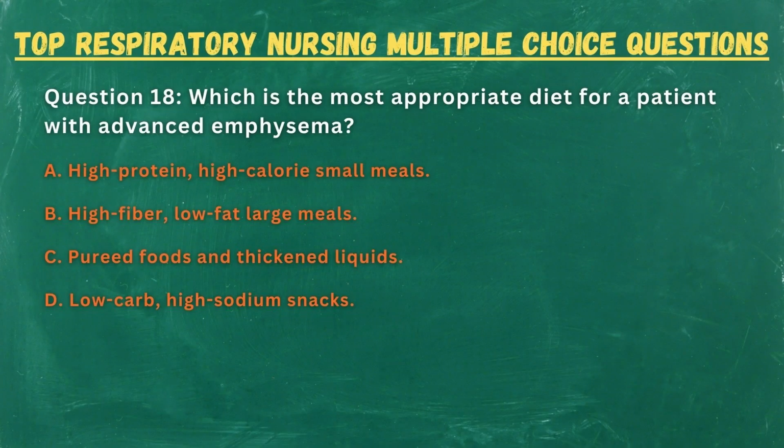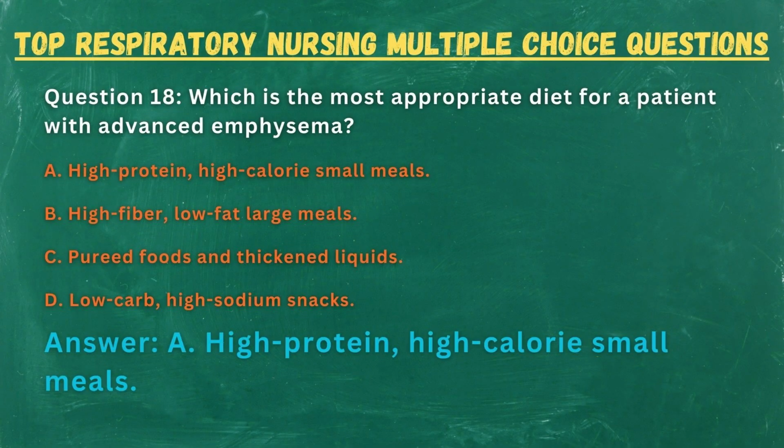Question 18. Which is the most appropriate diet for a patient with advanced emphysema? A. High protein, high calorie small meals. B. High fiber, low fat large meals. C. Pureed foods and thickened liquids. D. Low carb, high sodium snacks. Answer. A. High protein, high calorie small meals.